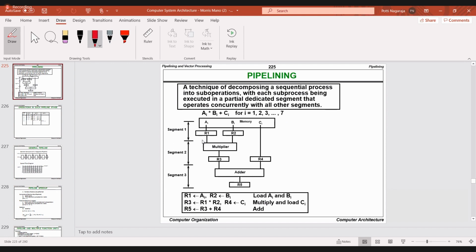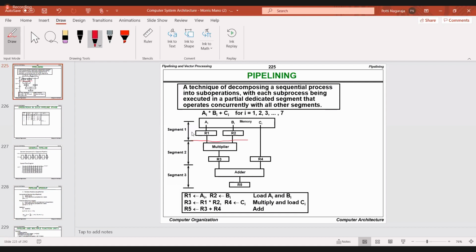Now see the example, memory. Is it okay, all of you? This is called memory, where you will read Ai, Bi, Ci. From memory you will read Ai and Bi into R1 and R2. I am performing the operation Ai into Bi plus Ci. In memory I have to read Ai into R1 and Bi into R2. This operation is completed in which segment? It will be completed in the first segment only.